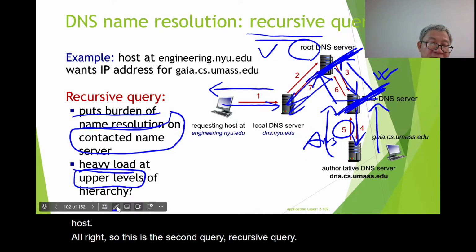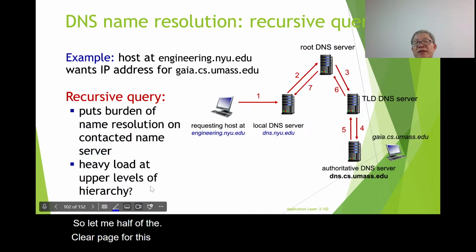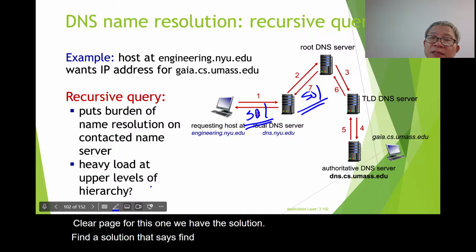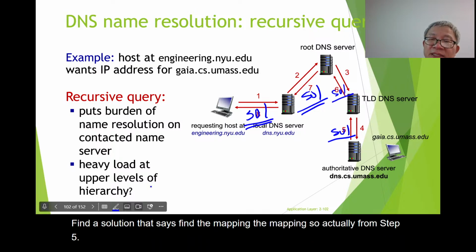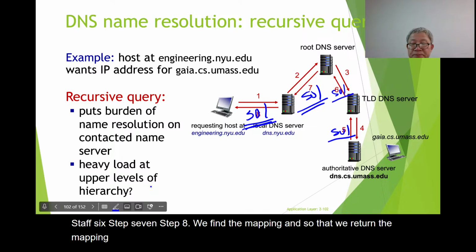So let me have a clear page for this one. We have the solution. Finally, the solution, that means we find the mapping. Actually from step 5, step 6, step 7, step 8, we find the mapping, and so we return the mapping to the host.